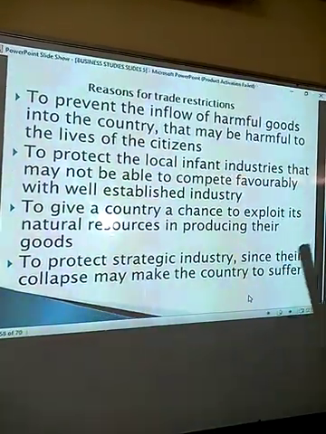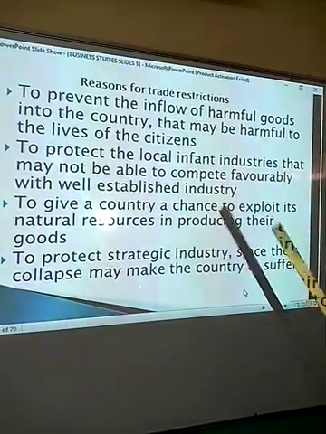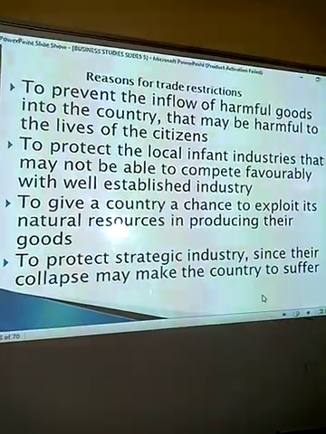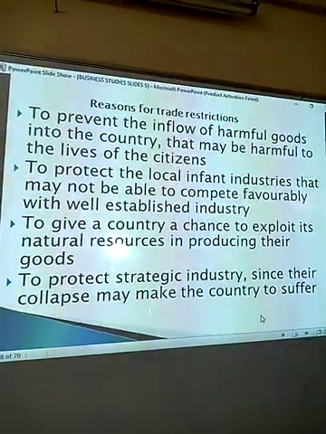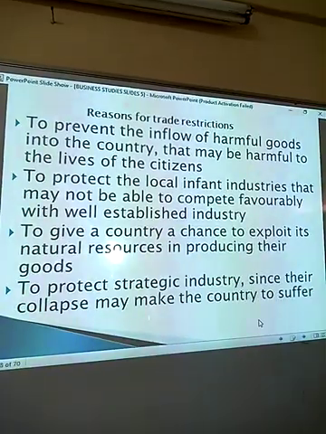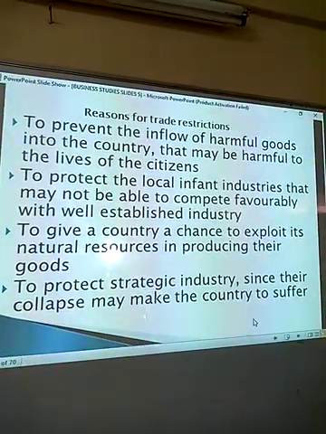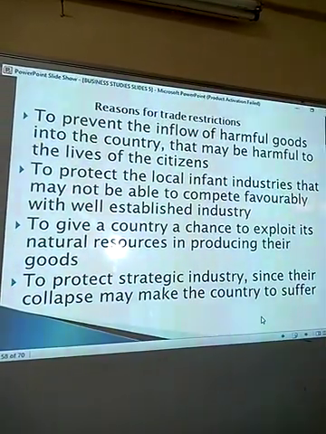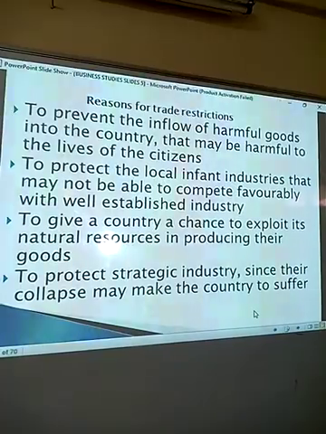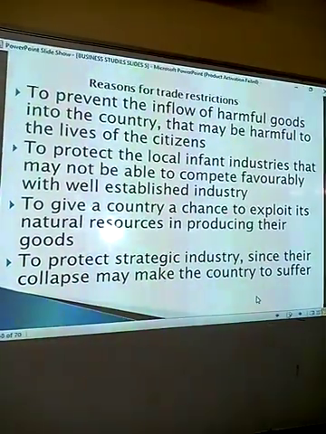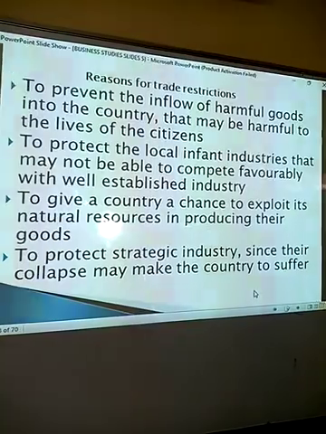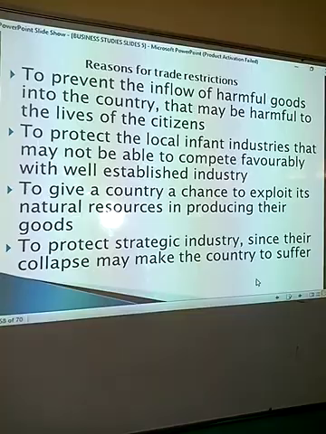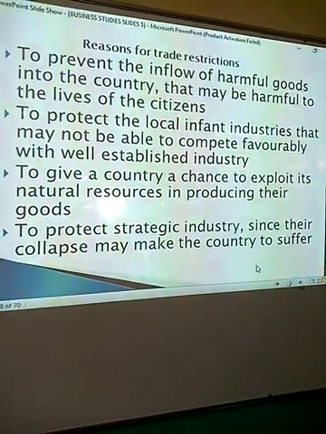Another reason for trade restrictions is to give a country a chance to exploit its natural resources in producing its goods. In most of the developing countries, there are a lot of natural resources that lie unexploited. Why? Because they prefer importing goods from other countries, therefore not seeing the available resources that need exploitation. So the government can decide to restrict trade so that it can exploit its own resources.